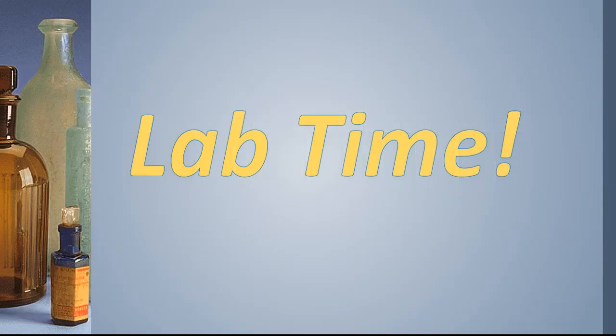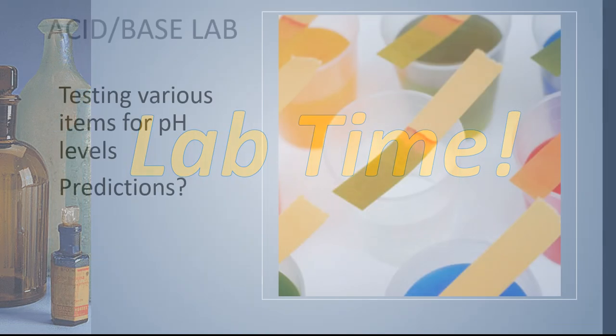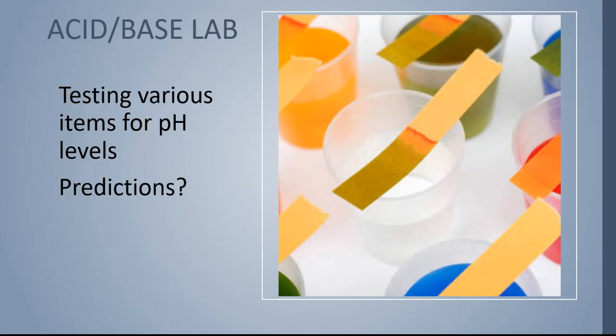So our lab time today would have been testing some things using pH paper. So we see that over here on the picture. This is a special kind of paper. It's not litmus paper. I would have brought that as well. But it's called pH paper. And what's nice about it, it doesn't just change color. It changes color to a certain spot to tell you exactly what the pH is of a substance.